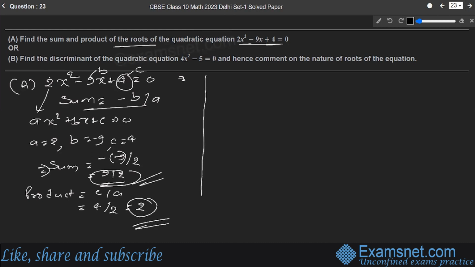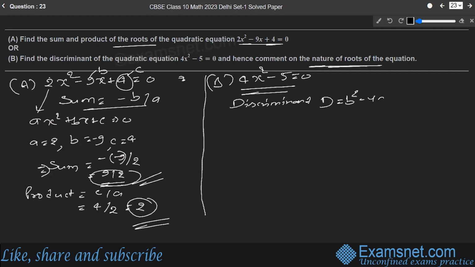Now let us do the b part. There is a polynomial again, 4x square minus 5 equal to 0. They are asking us to find the nature of the roots of the equation. For finding the nature of the roots, we have to find the discriminant value. What is the discriminant? D is nothing but b square minus 4ac.